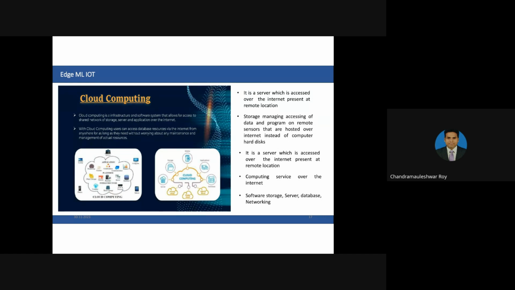So it is a server which is accessed over the internet, present at a remote location. So this is the server. Okay, storage management, here data can also be stored. So storing, managing, and accessing data and programs on remote servers that are hosted over the internet, instead of a computer hard disk. Getting? So there is no hard disk where we store the data. It is the cloud. Okay, it is a server which is accessed over the internet, present at a remote location. Computing services over the internet: software, storage, servers, database, networking. These are in cloud computing.